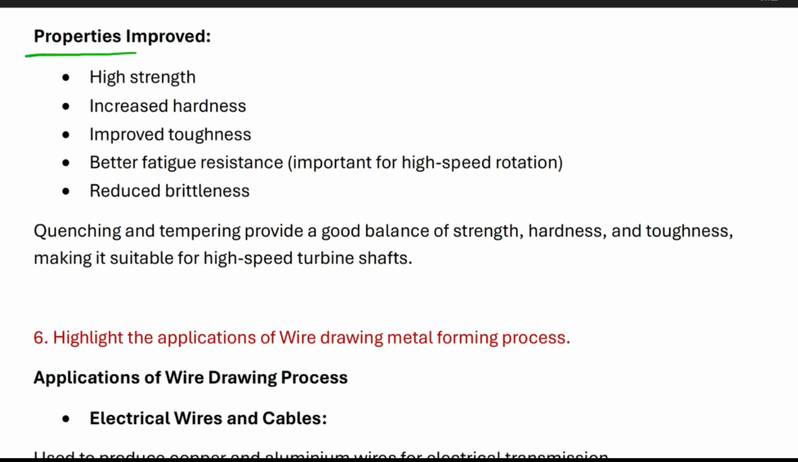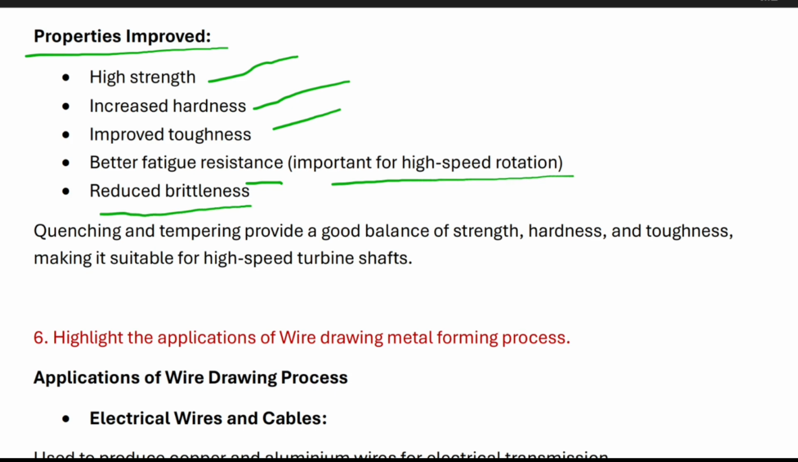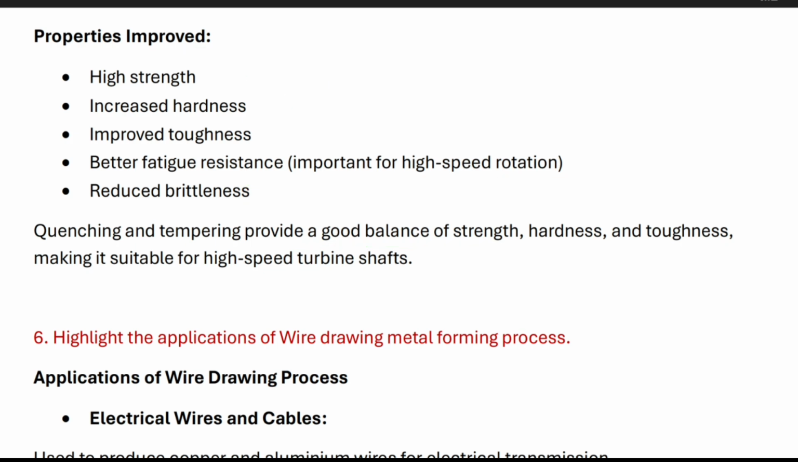What properties do we improve? We can improve the strength, increase the hardness, improve the toughness, and get better fatigue resistance, which is important for high speed rotations, and reduce the brittleness. These are the properties. Quenching and tempering provides a good balance of strength, hardness and toughness, making it suitable for high speed turbine shafts, so we can use this process.